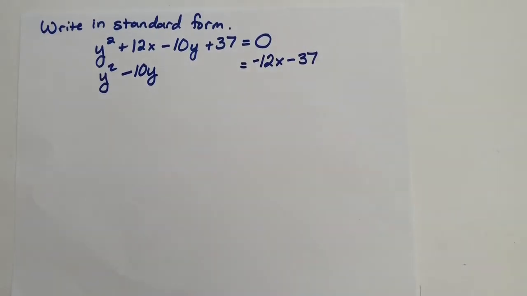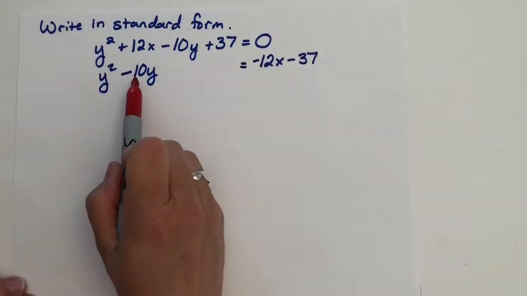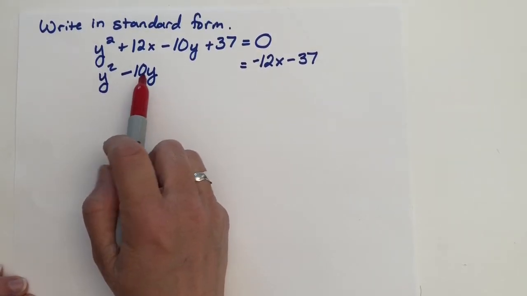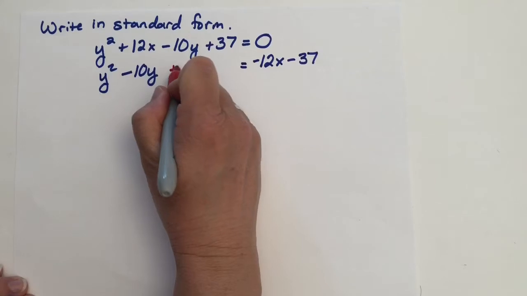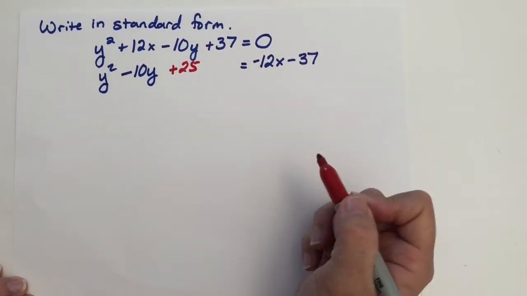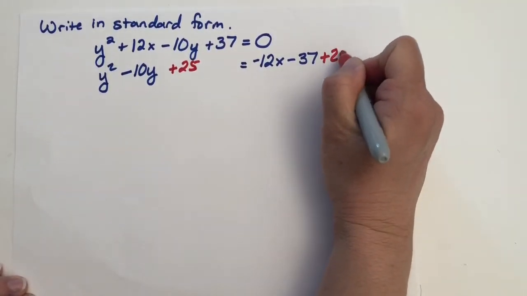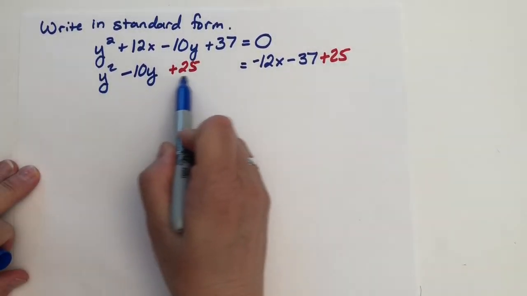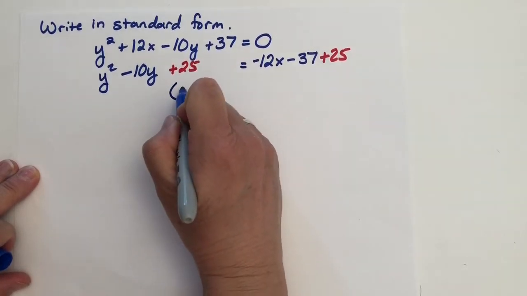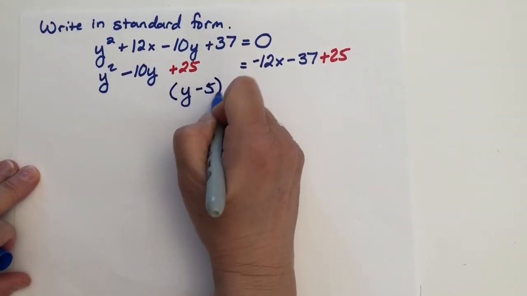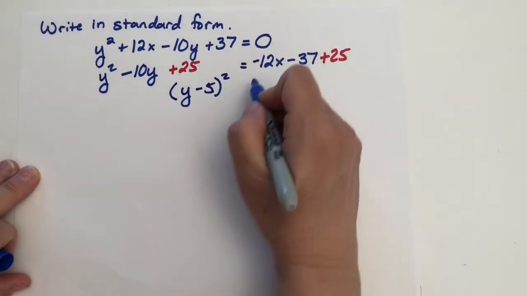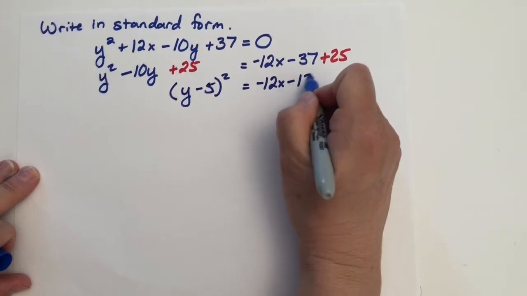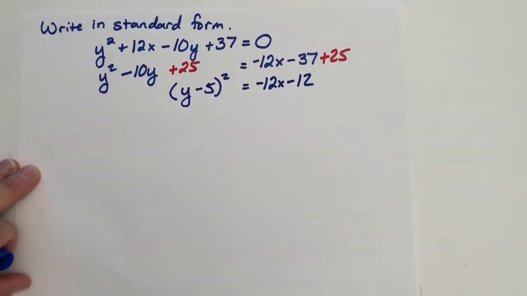But now I'm going to complete the square. Remember, we take half of the coefficient of y, so that would be negative 5, and square it. That's positive 25, so I need to add 25 here on the left. And that means I need to add 25 on the right as well. And the whole goal is to get this to be written as a perfect square. So we have y minus 5 squared on the left-hand side and negative 12x, let's see, minus 12 on the right-hand side.